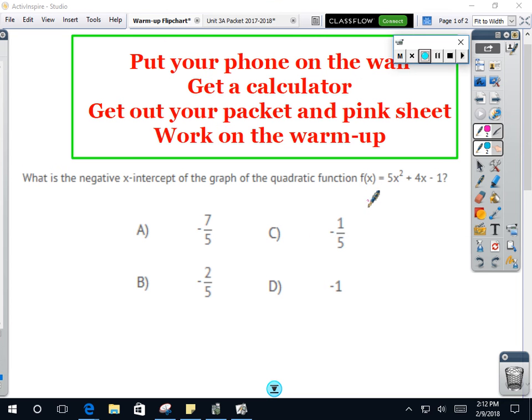What is the negative x-intercept of the graph of the quadratic function f of x equals 5x squared plus 4x minus 1? Hold on, Layla. Now, keywords are negative and x-intercept. Layla, in words, explain to the class what an x-intercept is.